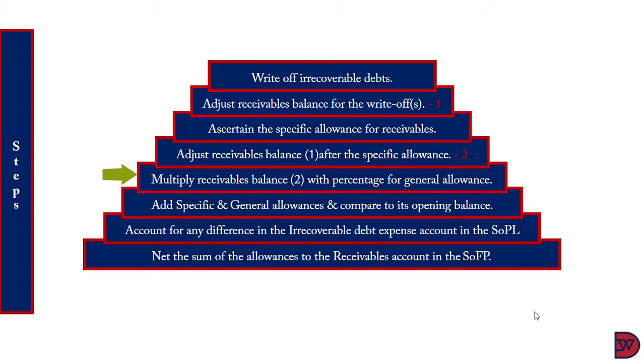Now, we'll multiply the receivable balance above with the chosen percentage for general allowance for the business. After that is done, we have now gotten the allowance for general and specific. Now, what we'll do is add the specific and the general allowances, compare it to the opening balance for the period. Then the movement will go into the statement of profit or loss account. Now, net the sum of the allowances to the receivable account.